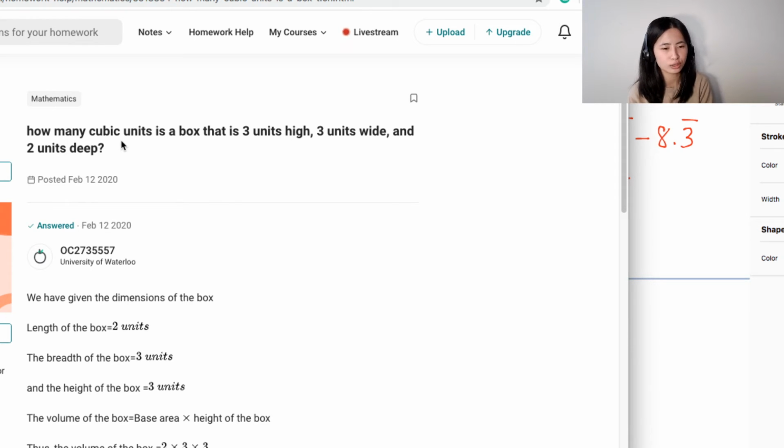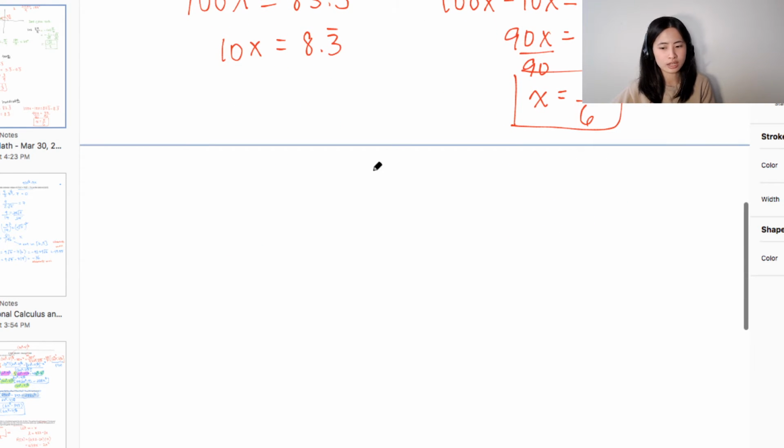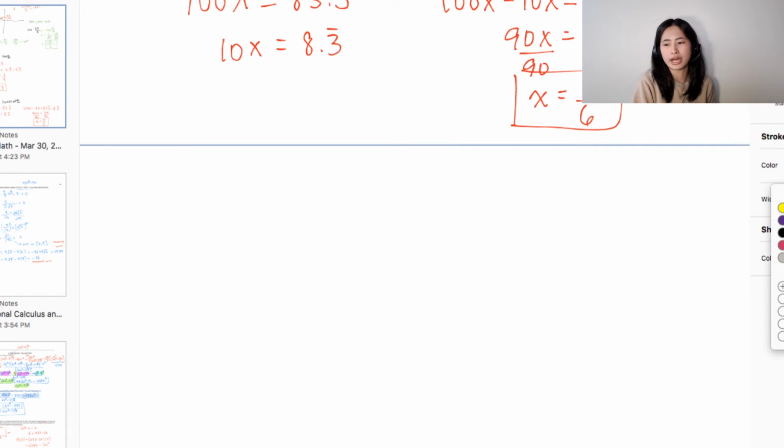Because they're looking for cubic units, what does cubic units mean? How do we even know what they're asking for? Is it volume? Is it area? Based off of the units that they're giving. They're saying it's cubic units that they're looking for, so anything that is in black is given.